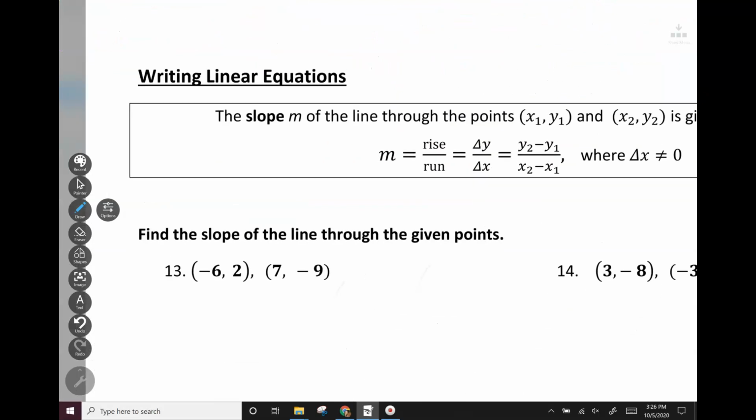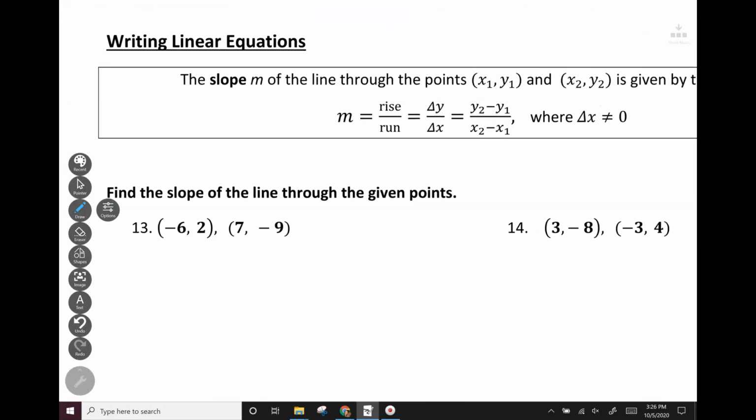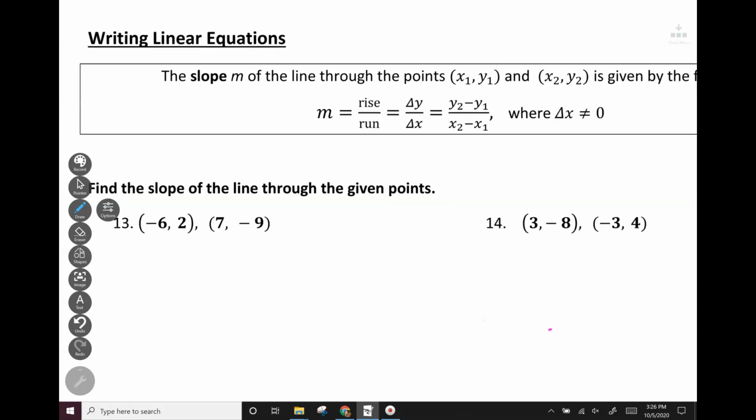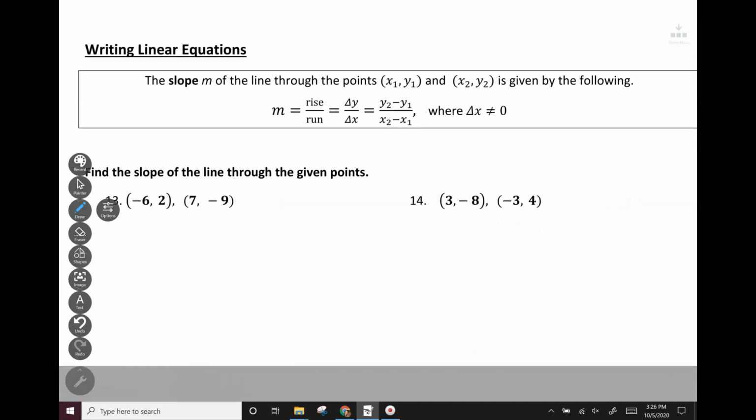Okay, we're actually going to finish off this page, just going to look at slope, so we're a little bit prepared for our notes tomorrow. So just looking at calculating slope, which you have definitely seen a few times before. All right, so the slope of the line through points x1, y1, and x2, y2 is given by the following. M equals rise over run.